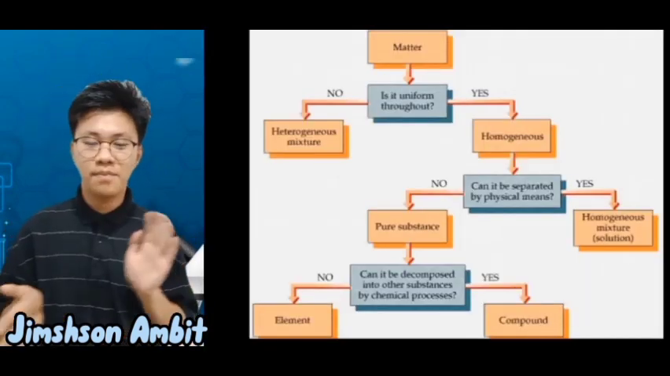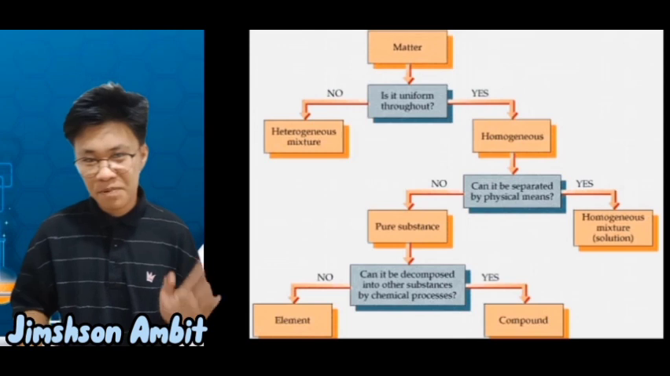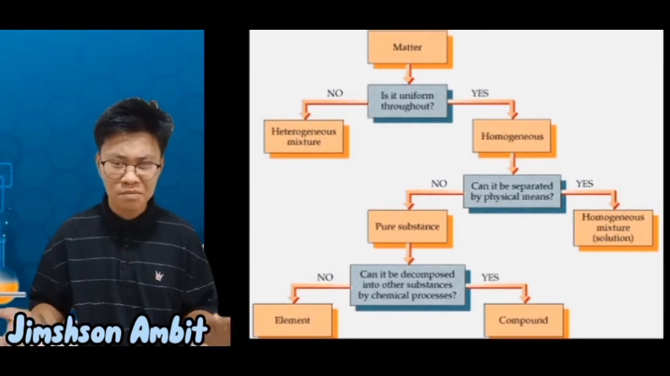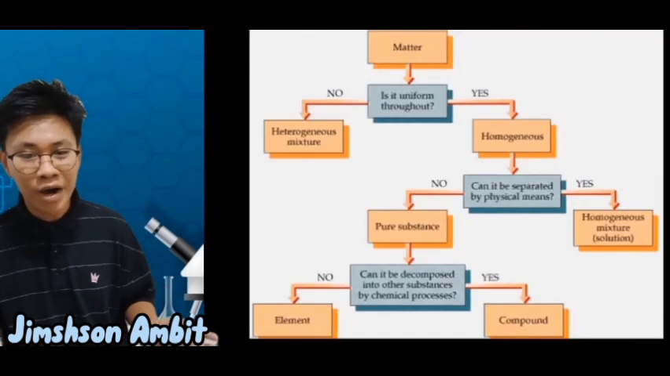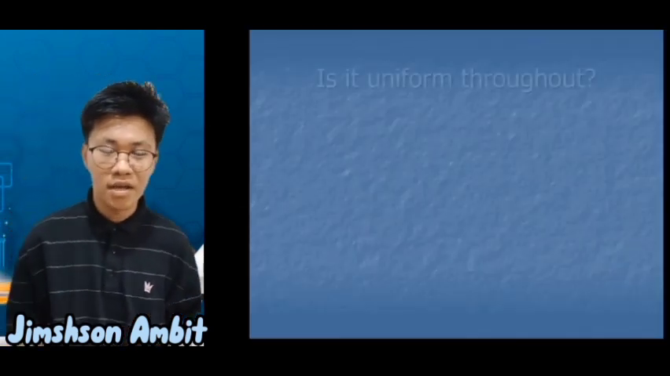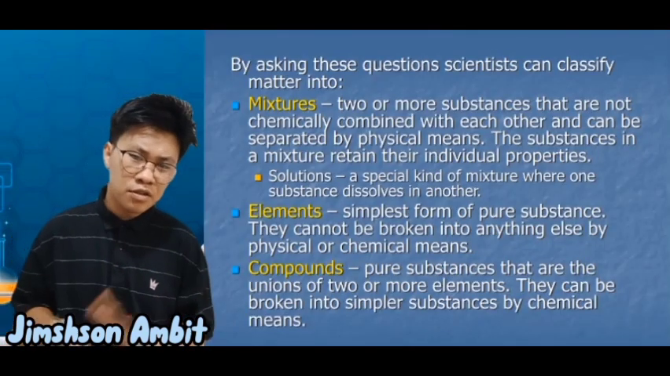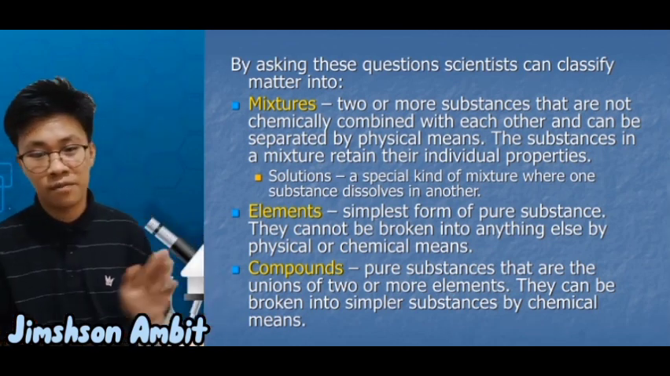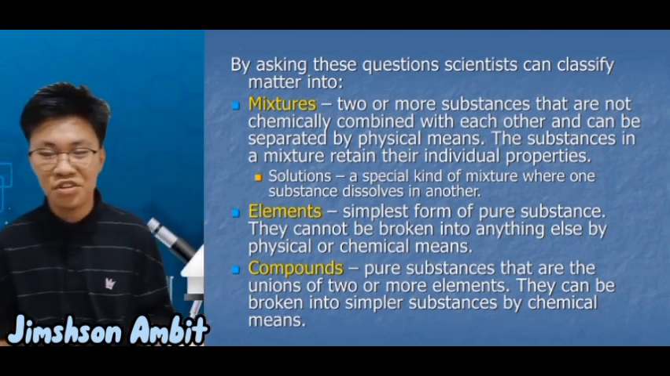If matter cannot be separated by physical means, it falls into the category of pure substance, especially elements and compounds. Elements are the simplest form of pure substance that cannot be broken down into anything simpler. Compounds, on the other hand, are pure substances composed of two or more elements chemically combined in a fixed ratio. By asking those questions, scientists can classify matter into mixtures, elements, and compounds, allowing for a more systematic understanding of the diverse nature of substances.